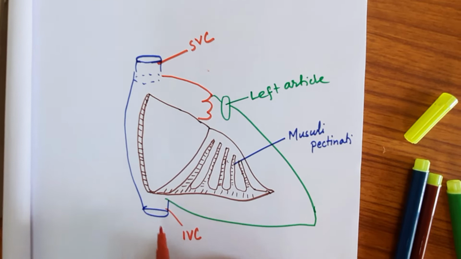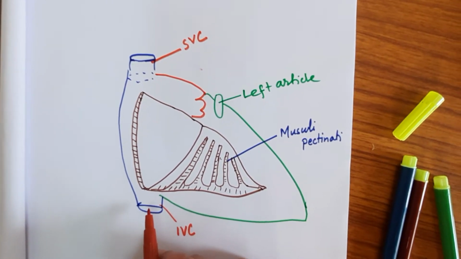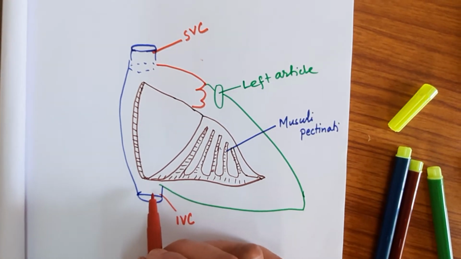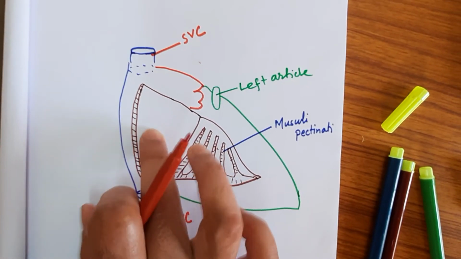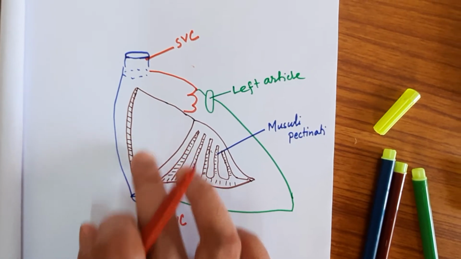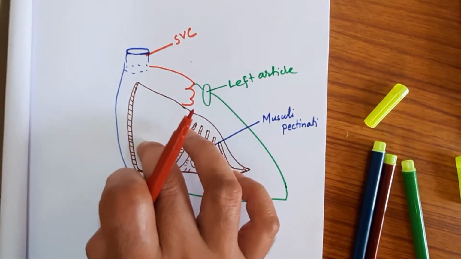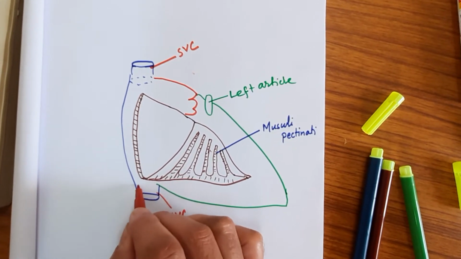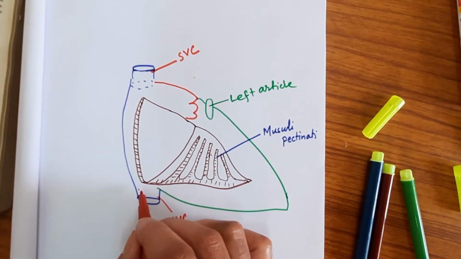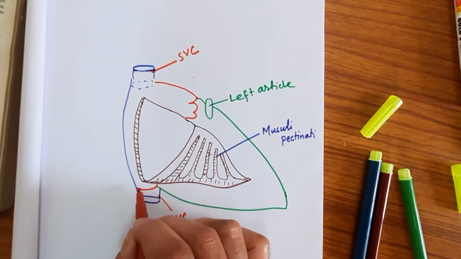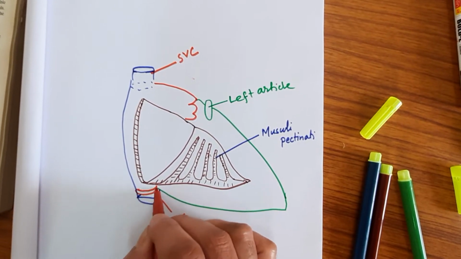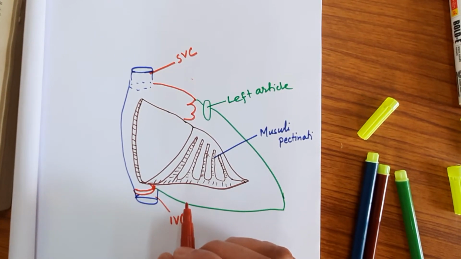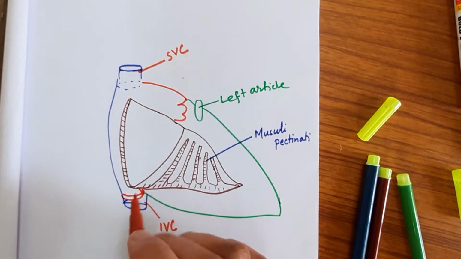This one is the inferior vena cava. It lies in the lower and posterior part of the atrium, close to the septum, and it conveys venous blood from the lower part of the body. This opening is guarded by a rudimentary valve like this. This valve is also known as the eustachian valve.